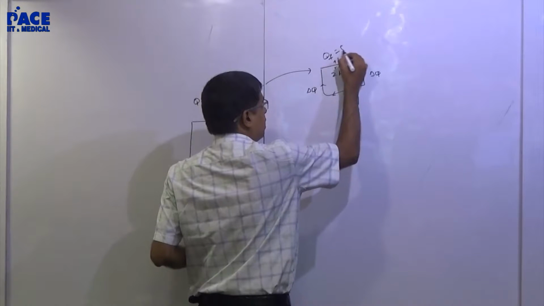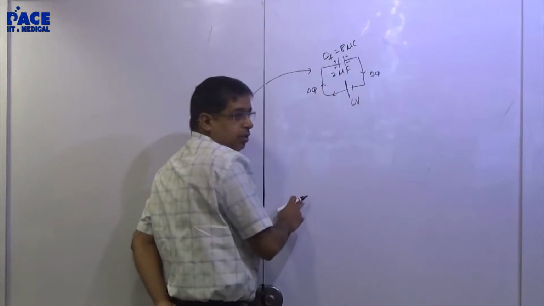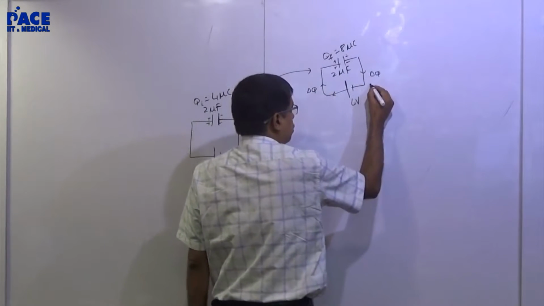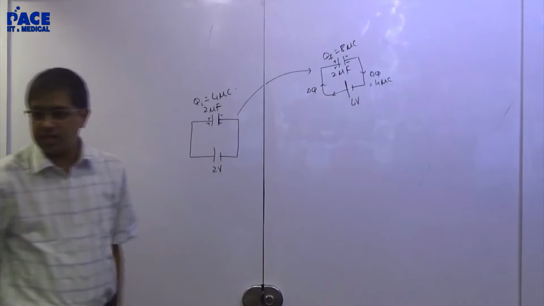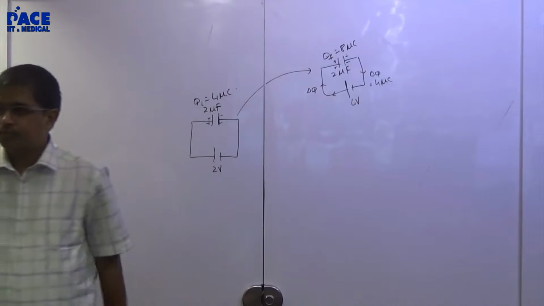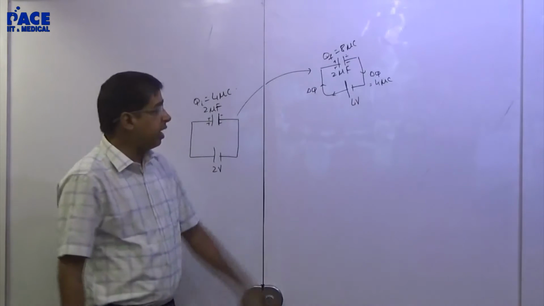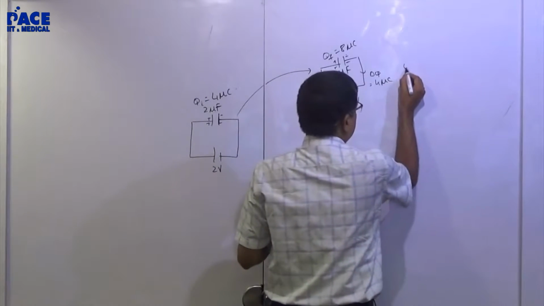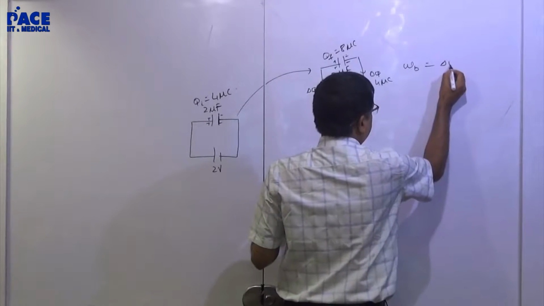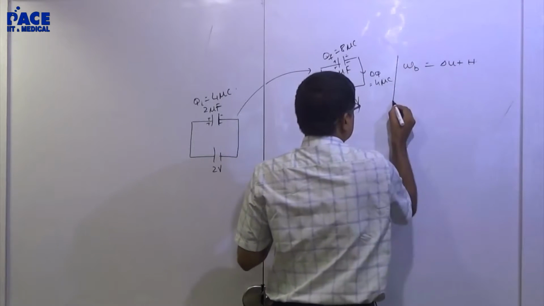Q final should be 8 microcoulombs. So how much additional charge was pushed through it? 8 minus 4. 4 microcoulombs of additional charge is pushed through it. So now the additional work done by the battery will be delta U plus heat loss.